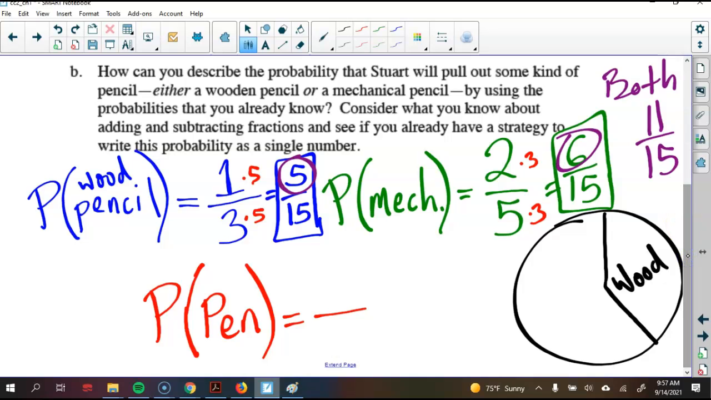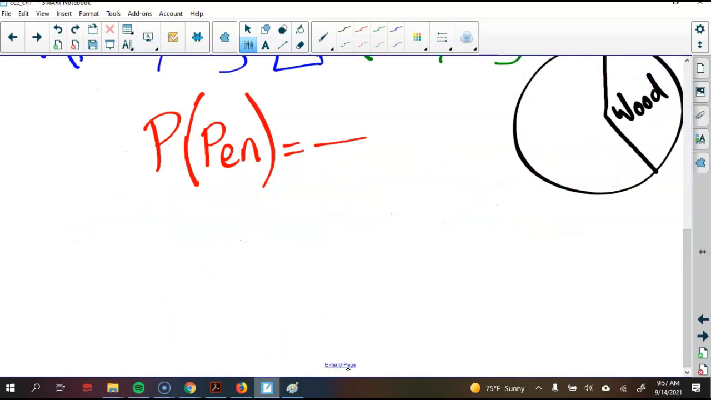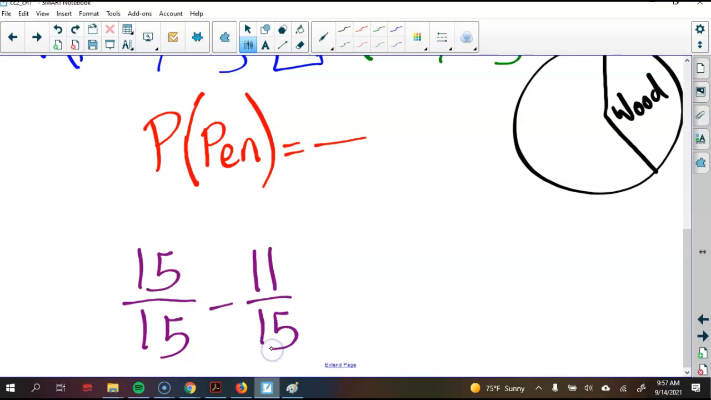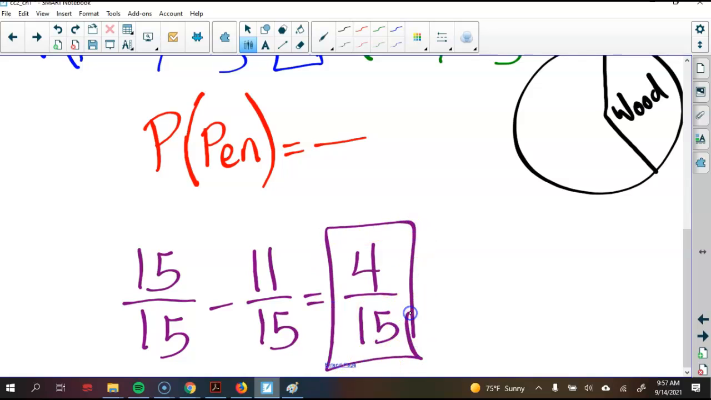So what should I start with to do my subtraction then? Shout it out. 15 minus 11. Ooh, careful. 15/15 minus 11/15 equals 4/15. Or if you just know your math, 11 plus 4 is 15. So you could also think about what takes me up to fill my group.